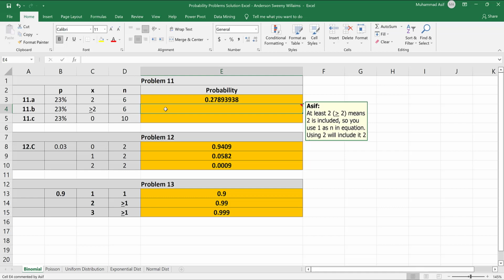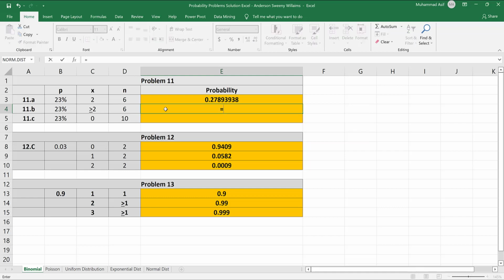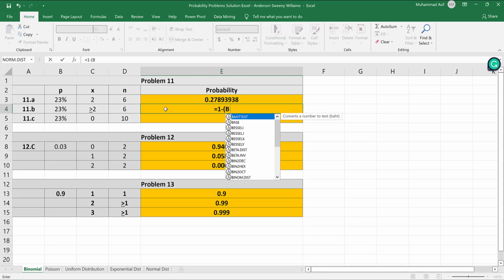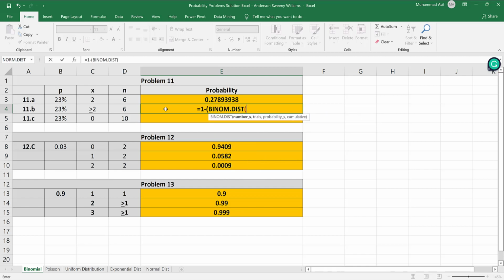So for that we can say equal to 1, that is the total probability of any system, and then binomial distribution, and then I will write here 1, and then 6, that's the total number of experiments, and then 0.23, and then cumulative, that's true.